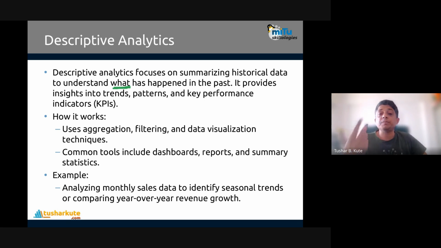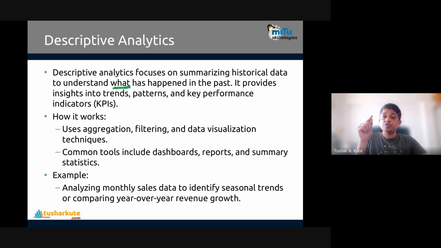This is called descriptive analytics. It provides insight on trends, patterns, and key performance indicators. What trends are present, what patterns are there, using that it works. So what has happened in the past is analyzed by the descriptive analytics method. The first analysis method is in BI. How does it work? It uses aggregation methods, filtering techniques, and data visualization techniques. With the help of it, it's possible to find what has happened.